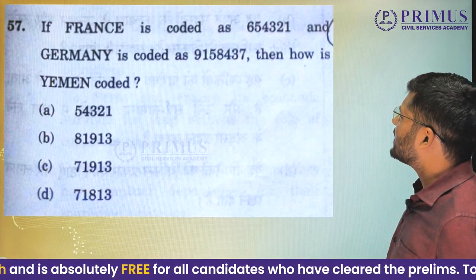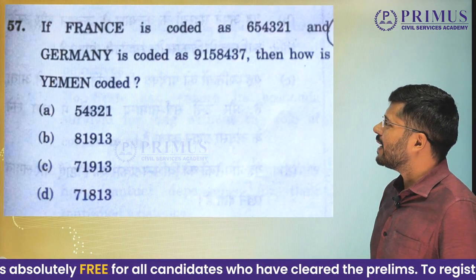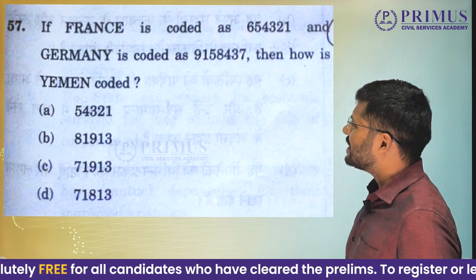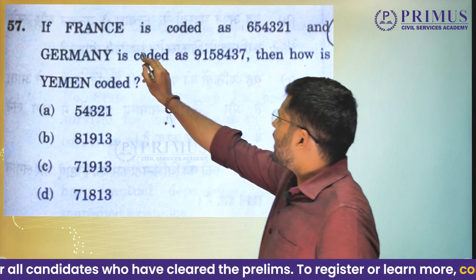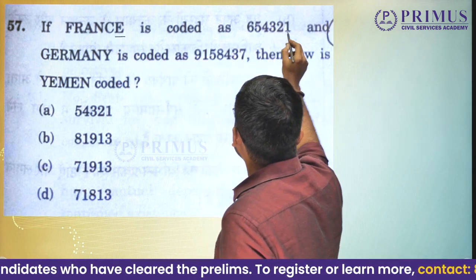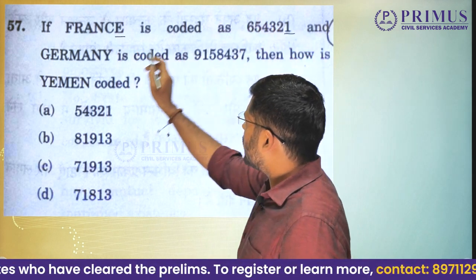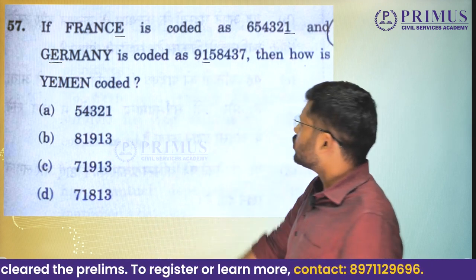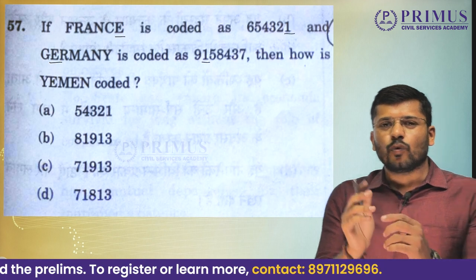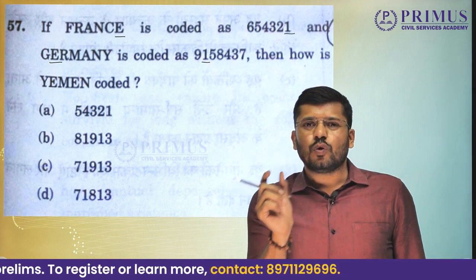If France is coded as 654321 and Germany is coded as 9158437, then how is Yemen coded? This one is a very easy one. Now E is here and E happens to be 1 as per the first code. We will see the same for the second one. E is here and E also happens to be 1. So they have just given one digit to one letter.